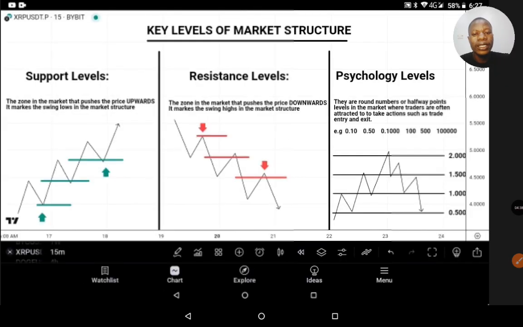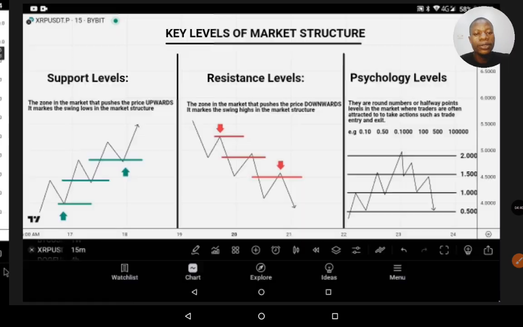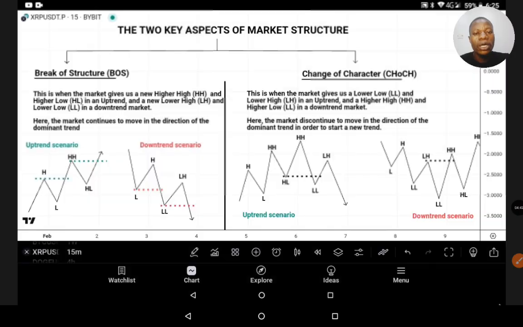Lastly, we talked about the two key technical aspects of market structure. We have the break of structure and we have the change of character. What is break of structure?